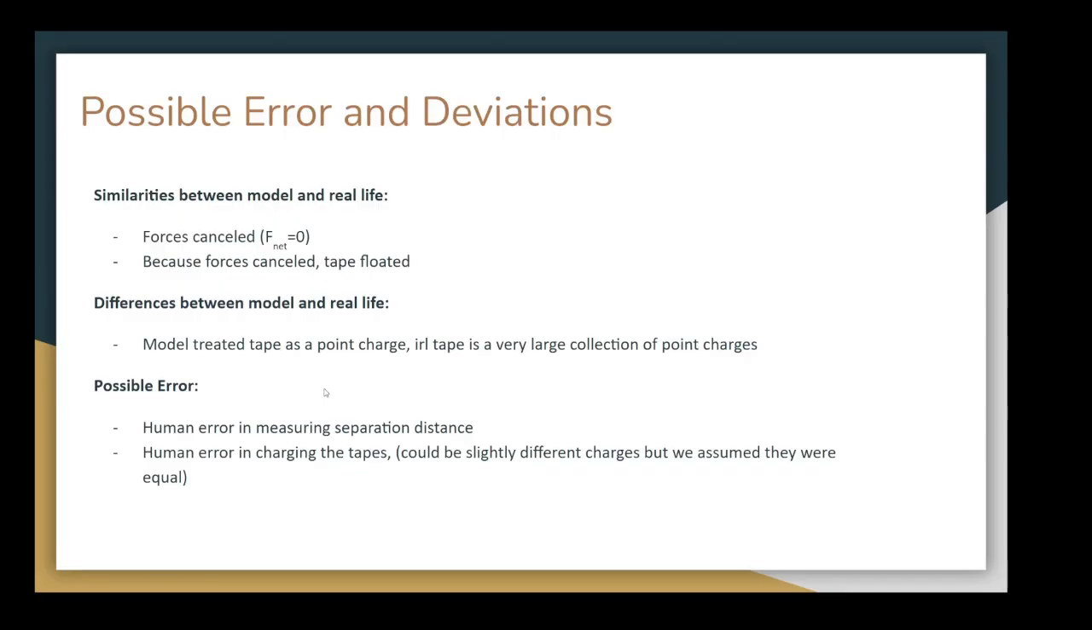And so the differences are we assumed that the tape was a point charge. In real life, it's a very large collection of them, so it doesn't really equal. But maybe in the future, in some lab down the road, we will investigate it as not a point charge. And so obviously human error in measuring separation distance or in charging the tapes, they can be slightly different.